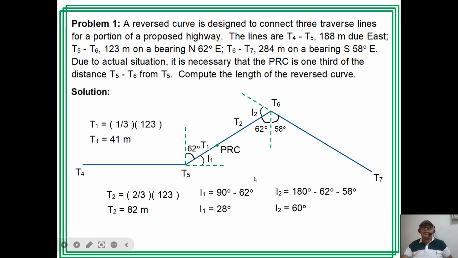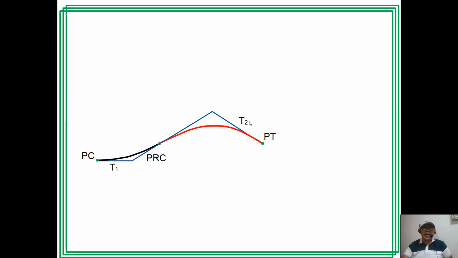So we can now draw the reverse curve based on this information. T1 is 41, T2 is 82, I1 is 28, I2 is 60. So I now have the tangents. Reverse curve 1, then we have curve number 2, PC, PT, and then PRC. T1 equals 41, this is also 41. Then we have T2 equal to 82, this is also T2 here.